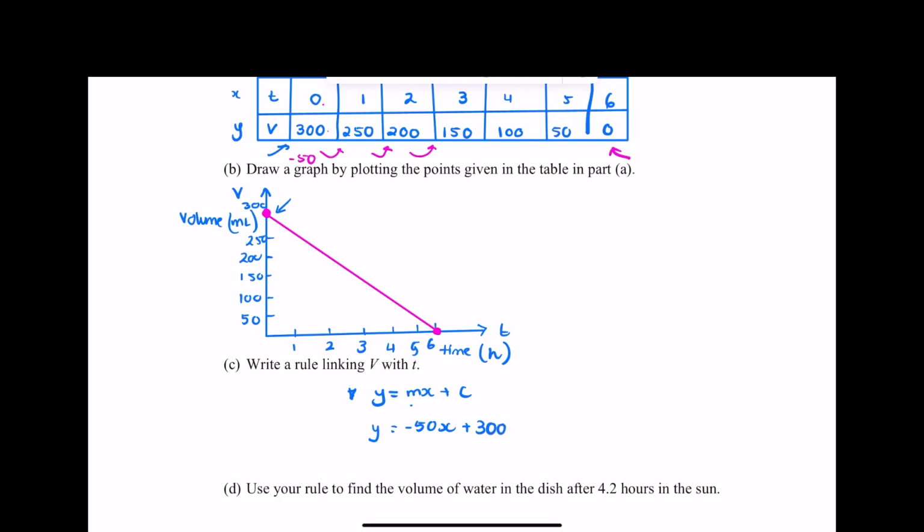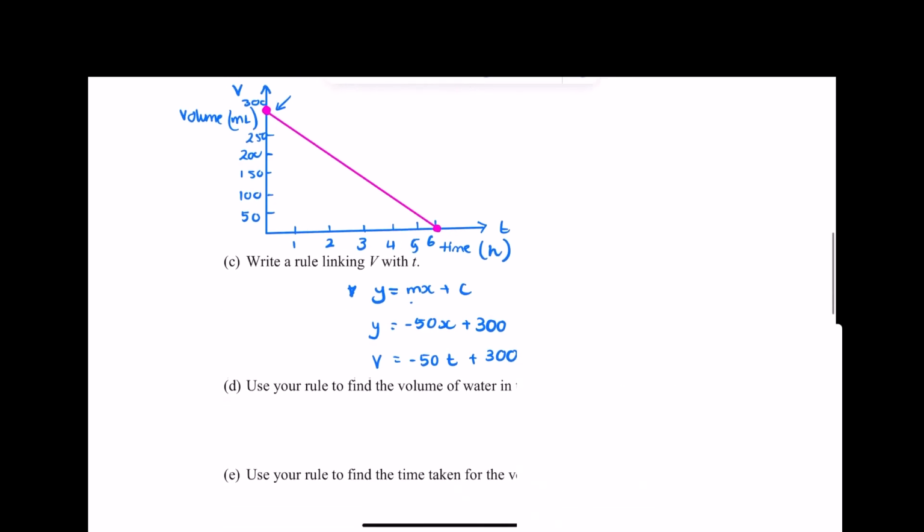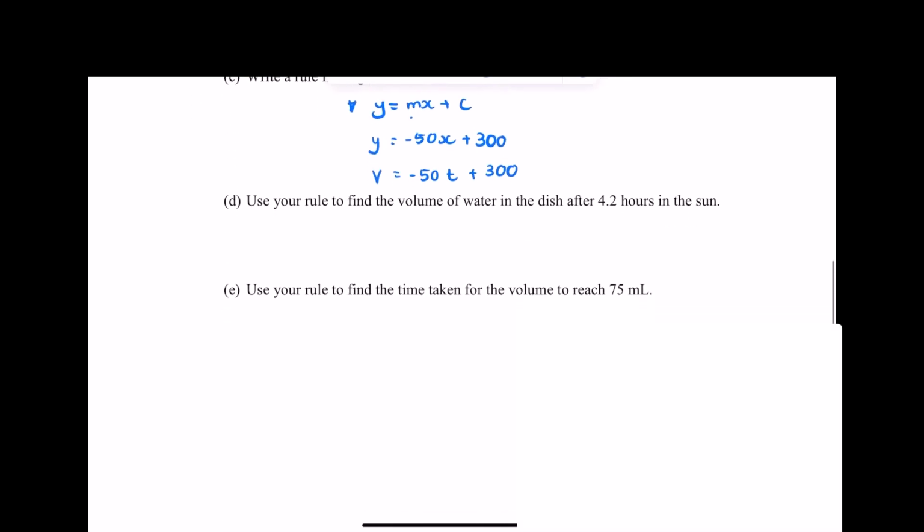Now, to fix it up, I really need to use it in terms of T and V, and I can see that T and V are here. So now I'm going to swap it around, and instead of Y, I'm going to write V equals negative 50 T plus 300. And now we're going to use our rule to answer some questions.